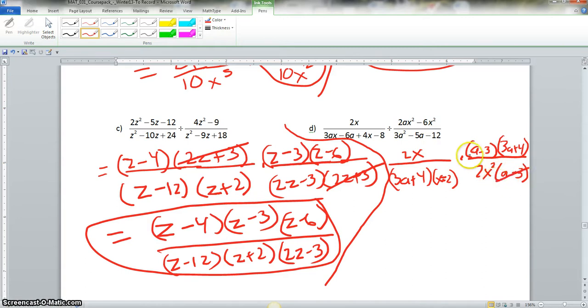We can simplify the a minus 3's and the 3a plus 4's. And now these 2's will simplify. We know this x goes into x once, and then x goes into x squared x times. So now, in our numerator, since everything's simplified out, it'll be 1. In our denominator, we will have x and then x minus 2.